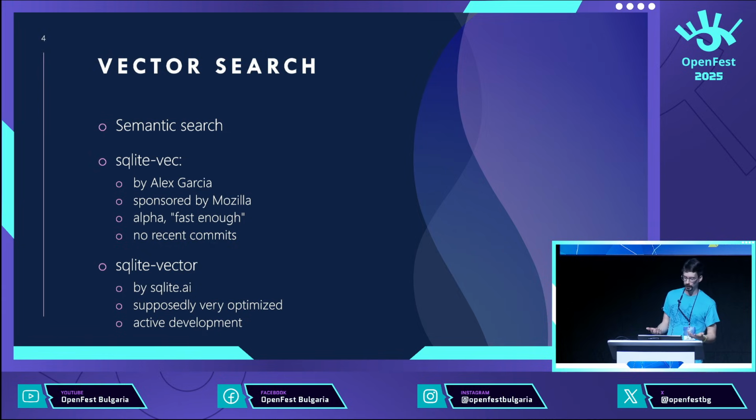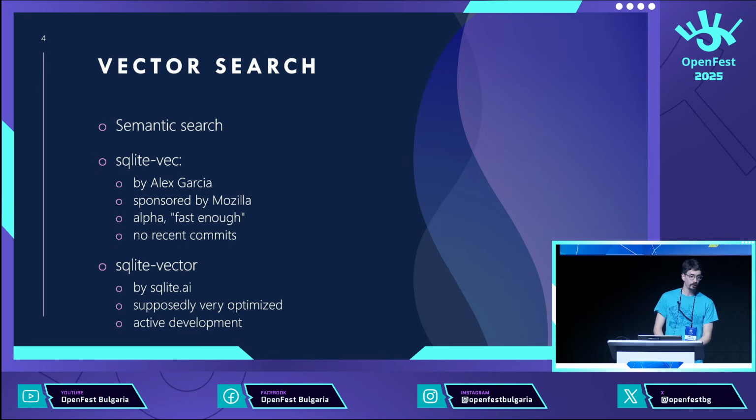There's two extensions that are going to allow us to perform vector search using SQLite. The first one is SQLite Vec. It's by a guy named Alex Garcia, who did a ton of interesting SQLite extensions. It was sponsored by Mozilla during its development. It's still in alpha, and they call it fast enough, and there are no recent commits, which doesn't mean anything by itself. And secondly, there's another extension called SQLite Vector. It's by a company called SQLite.ai. It's supposedly very optimized, and it's still in active development.